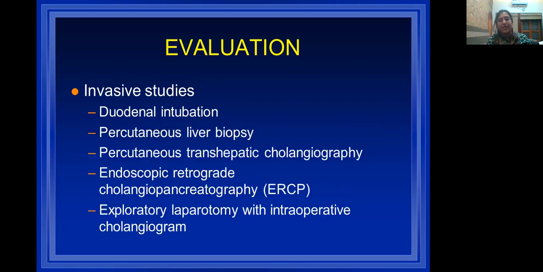Now, next come the invasive studies. In that we have duodenal intubation, percutaneous liver biopsy, percutaneous transhepatic cholangiography, ERCP or endoscopic retrograde cholangiopancreatography, and exploratory laparotomy with intraoperative cholangiogram. The last point, exploratory laparotomy with intraoperative cholangiogram, is rather our therapeutic step as compared to just diagnosis.